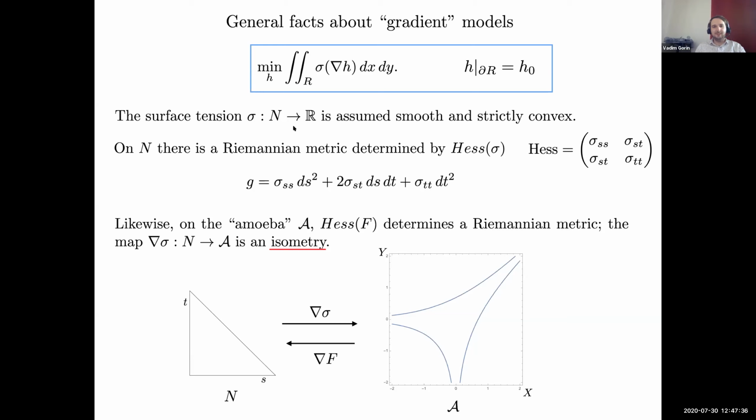I want to talk today about some general facts about gradient models. Last time we talked about some specific variational principles for random surfaces and random curves, which gave rise to a certain variational principle, and today I want to discuss some general properties of these kinds of variational principles for surfaces, 2-dimensional surfaces in R3, graphs of functions from R2 to R.